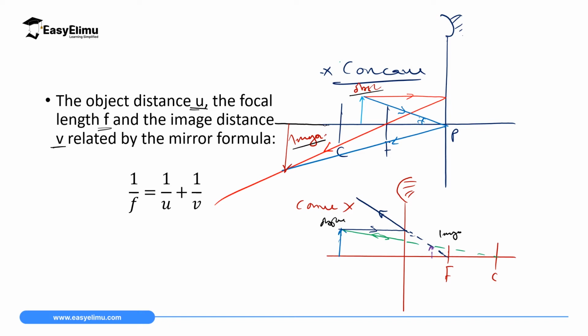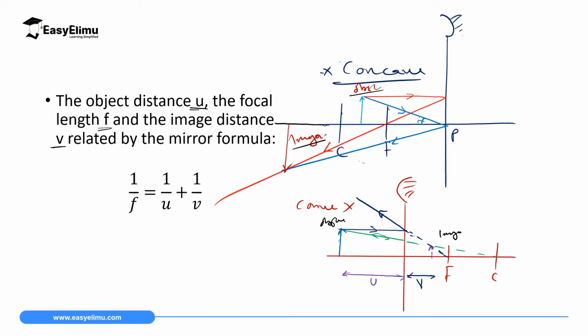Now, if we measure the distance from the image to the mirror, for a convex mirror, this is our image distance, that is V. Then the object distance is the distance of the object to the mirror. In this case, this is our U. And now, if you have the concave mirror up here and you want to measure the distance of the object to the mirror, in this case, it will be this distance here.